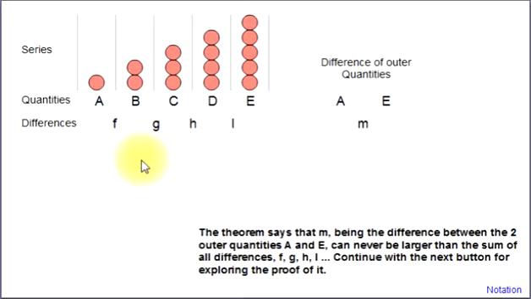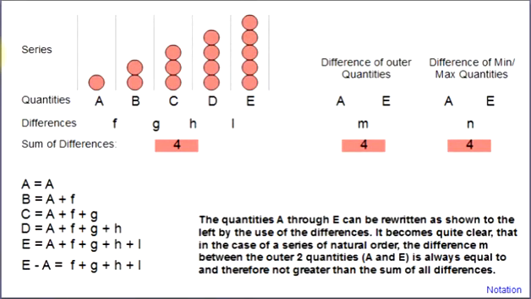And the theorem says that M, being the difference between the two outer quantities, in this case namely A and E, can never be larger than the sum of all differences F, G, H, L. And that's what the theorem says, and we're going to try to explain this.